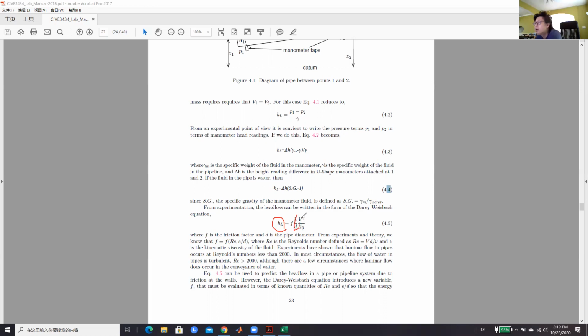And what is this part? L over D. The L is the difference between the two cross section, okay, the distance between the two cross section, which is 182 inch. Okay, so you need to do the unit conversion. Okay, you have to change it to millimeter or meter. It depends on your calculation. You can convert everything into the English unit, or you can convert everything into the SI unit. It depends. Up to you.